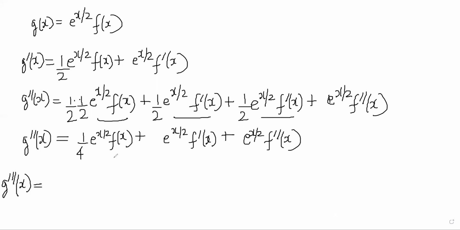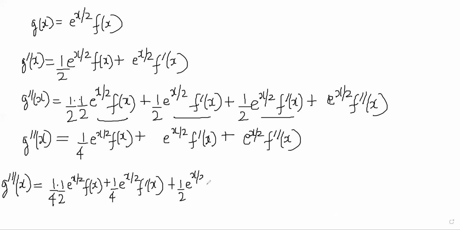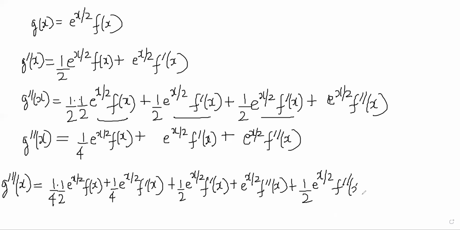So this will split into 2, this will split into 2, this will split into 2. So you'll have 1 by 4 into 1 by 2 e^(x/2) f(x) plus 1 by 4 e^(x/2) f dash x, plus 1 by 2 e^(x/2) f dash x plus e^(x/2) f double dash x, plus 1 by 2 e^(x/2) f double dash x plus e^(x/2) f triple dash x. This is your derivative, g triple dash x.